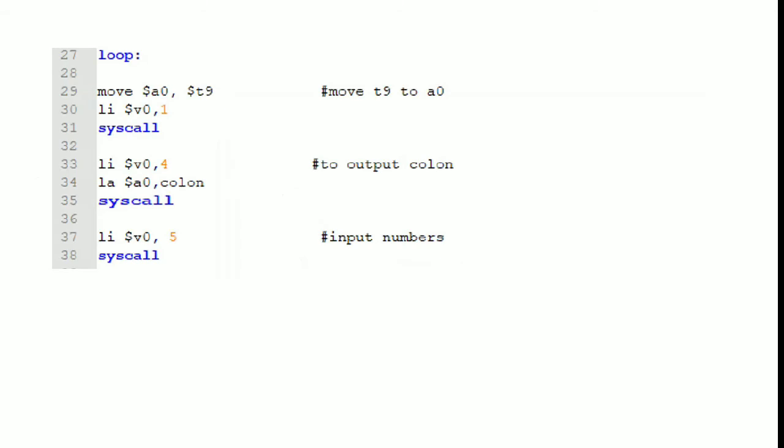Line 30, load immediate value 1 as the system call code for print integer. Line 31, call the operating system to print the integer value. Line 33, load immediate value 4 as the system call code for printing a string. Line 34, load address that points to the colon buffer into register $a0, syscall. Line 37, load immediate value 5 as the system call code for read integer, syscall.